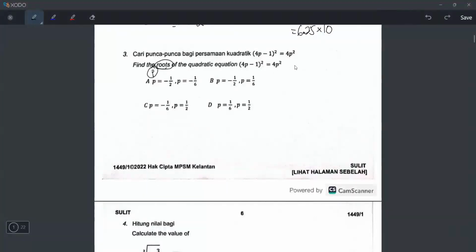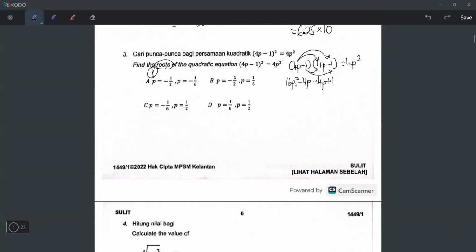First of all, (4p − 1) squared is actually (4p − 1)(4p − 1). So you can expand this one. 4p times 4p is 16p squared. 4p times negative 1 is negative 4p, negative 1 times 4p is negative 4p, and negative 1 times negative 1 is positive 1.